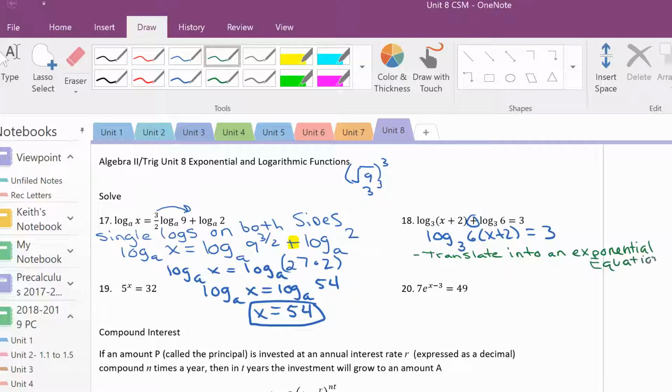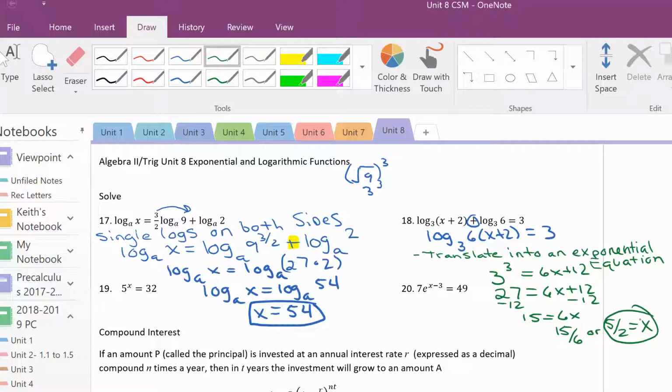So once again, when we translate, it's the base, so 3. The exponent is also 3, and it's equal to 6x plus 12. 3 to the third is 27. Subtract 12. So 15 equals 6x. And then x equals 15 over 6, or when you reduce, that's 5 halves. That is what x is equal to.